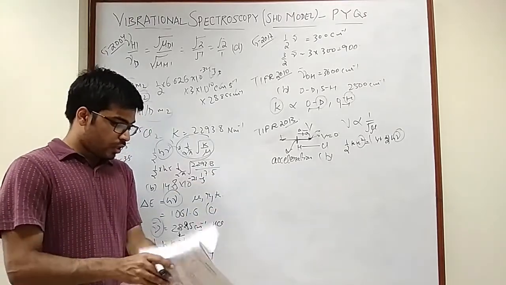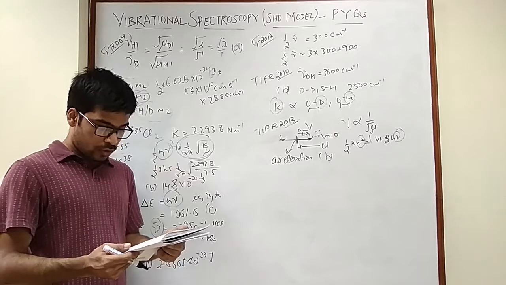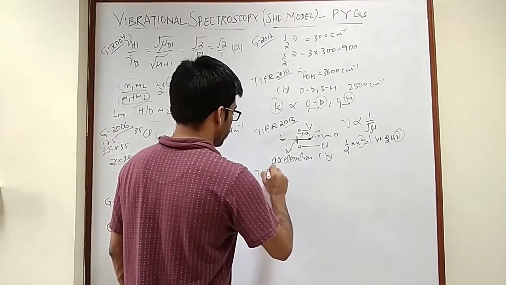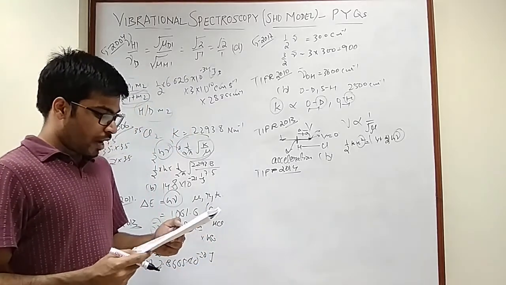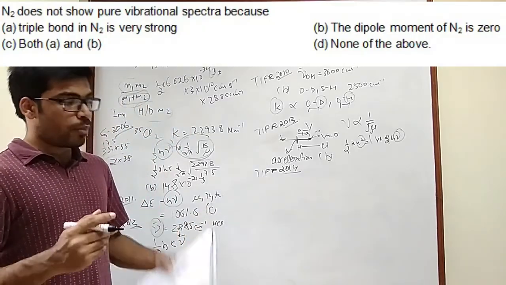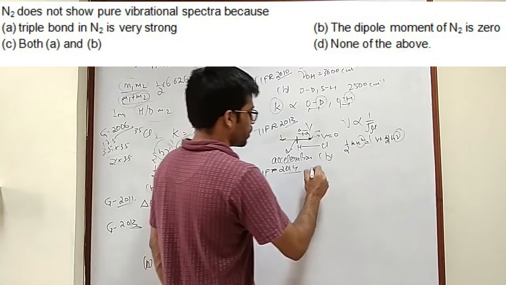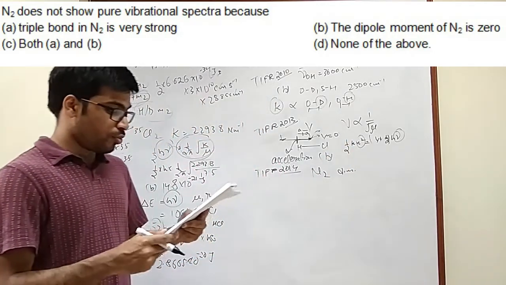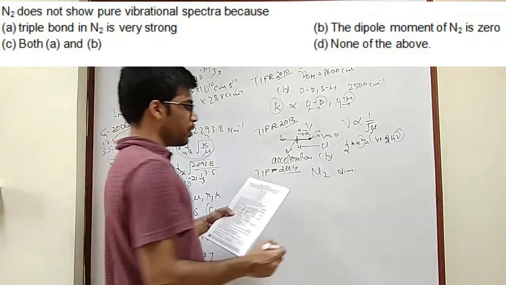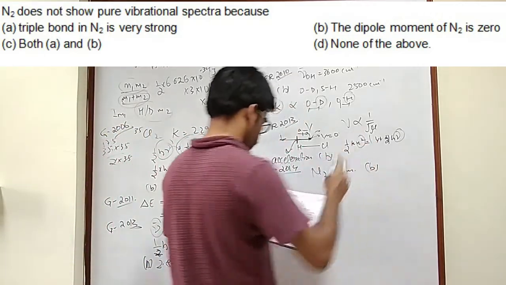Okay, the next question we have is from TIFR 14. N2 does not show pure vibrational spectra. Now the N2 molecule does not have any dipole moment. So for this, the option is B. The dipole moment of N2 is 0.